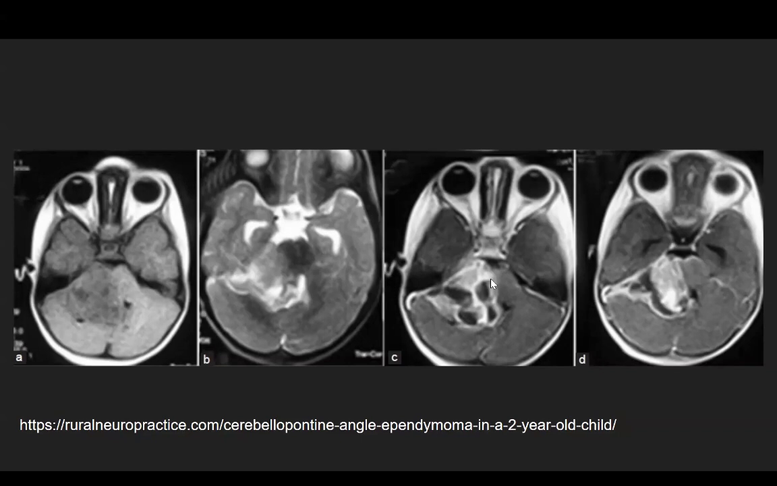Whereas dermoid and epidermoid, yes, they can be, but they are usually T1 hyperintense. So if they're isointense or hypointense on T1, it's less likely to be a dermoid or epidermoid tumor. And why is that? Can somebody comment? Why is that?